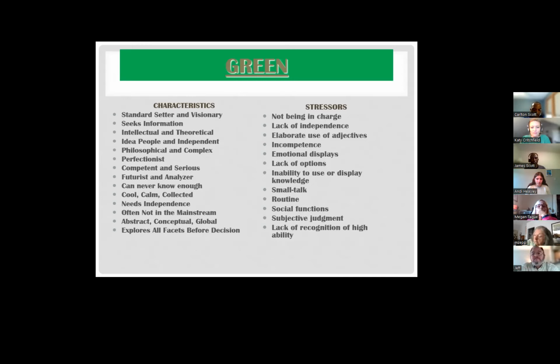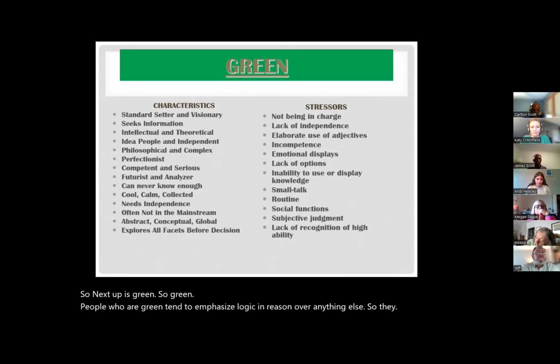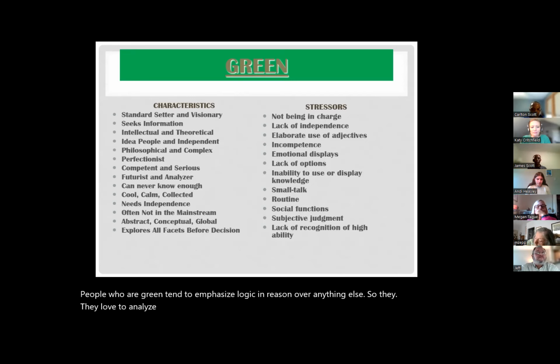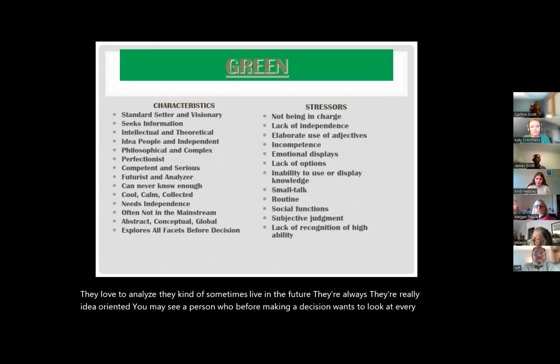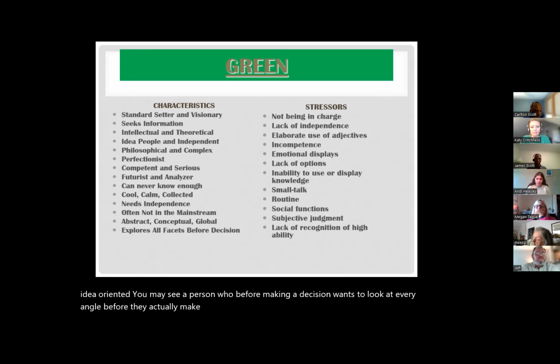So next up is green. People who are green tend to emphasize logic and reason over anything else. They love to analyze. They sometimes live in the future. They're really idea oriented. You may see a person who, before making a decision, wants to look at every angle before they actually make a clear decision on something. They're typically seen as serious.